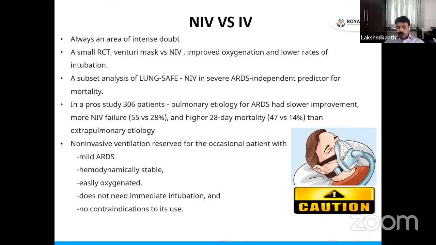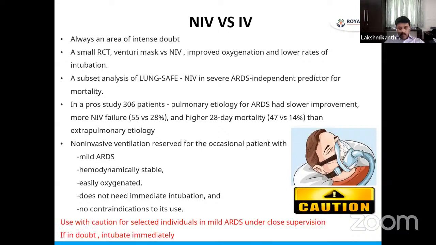As we all know, non-invasive ventilation has a grade 1 or absolute indication only for type 2 respiratory failure, where there is hypercapnia, in patients such as in COPD. In type 1 or hypoxic respiratory failure, it is not recommended, and it is only used out of our own interest. So if you ask us what we do, we use it with caution for selected individuals with mild ARDS under close supervision, only in the ICU.